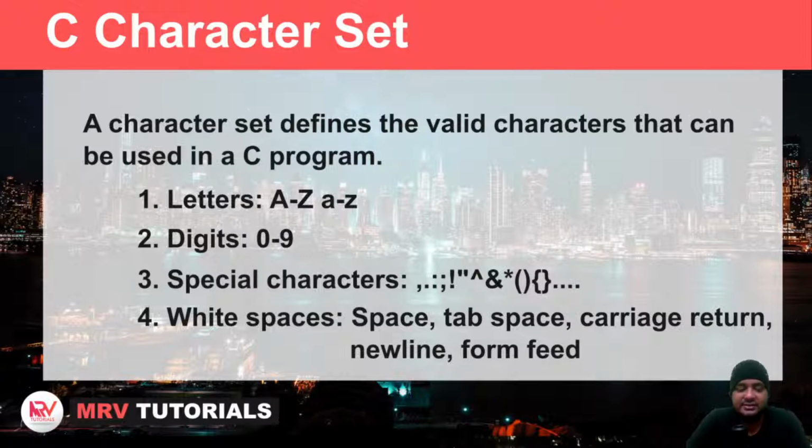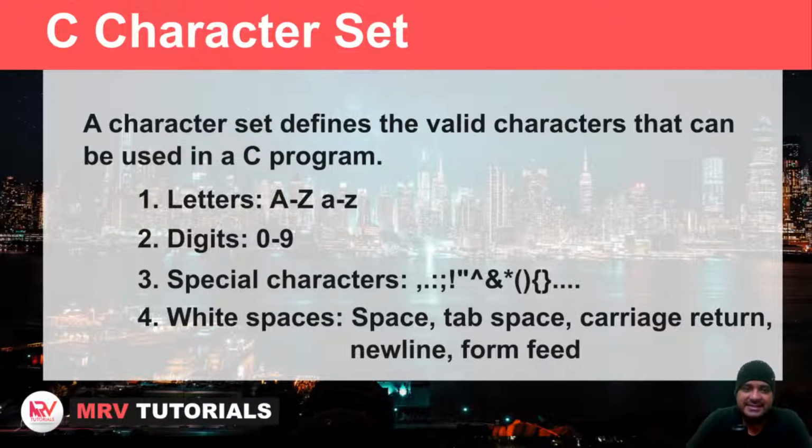The next is your tab space. For moving a couple of spaces at once, you could use the tab. Then the carriage return: if you press enter, you move on to the next line, and we call it a carriage return. You could also use a new line and a form feed. These are the basic white spaces you could support inside your C program.